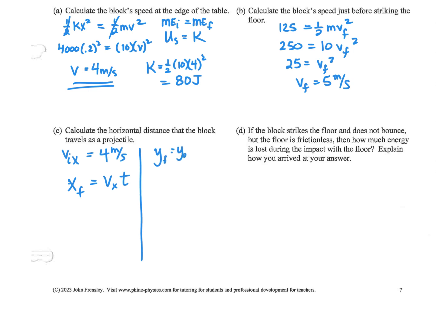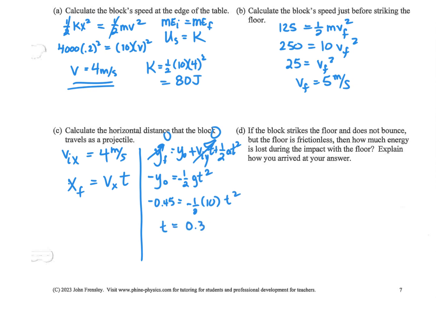Y initial plus V initial in the Y direction T plus 1/2 AT squared. Well, Y final is 0, and V initial in the Y direction is 0. So we end up with negative Y initial equals negative 1/2 GT squared. So this thing started at 0.45 meters above the ground, negative 1/2 times 10 T squared. We end up with a T that is approximately 0.35 seconds.